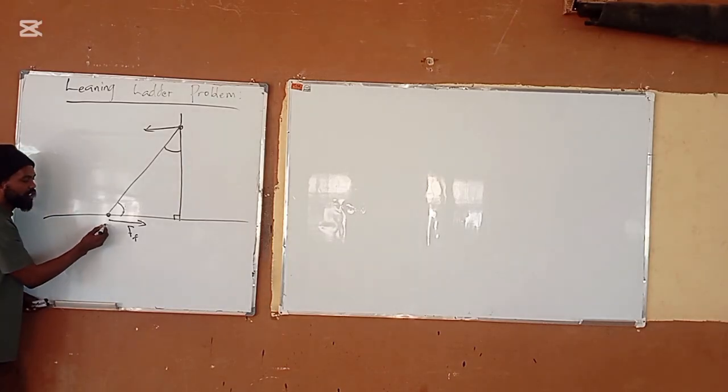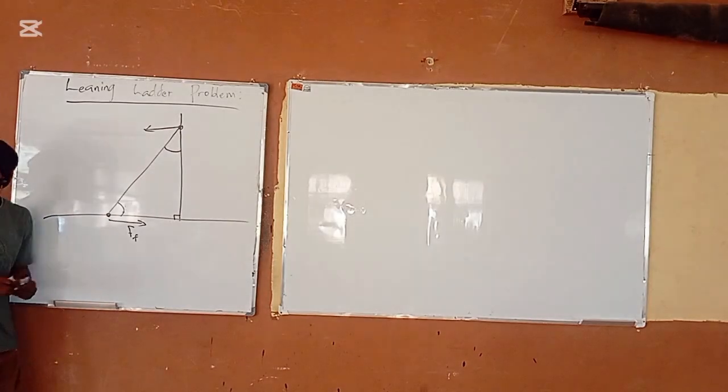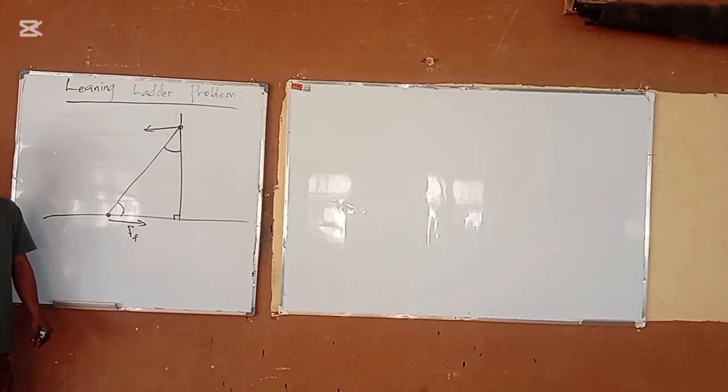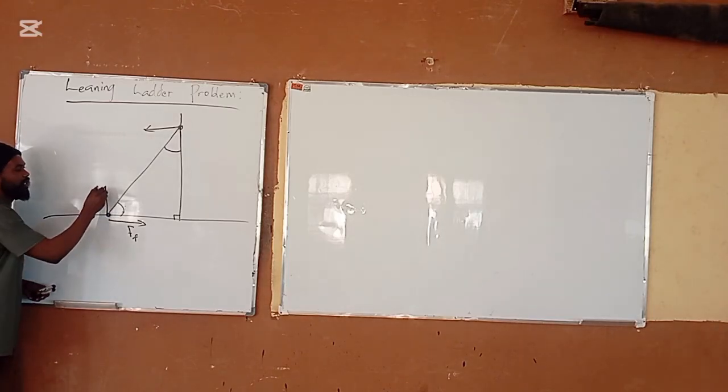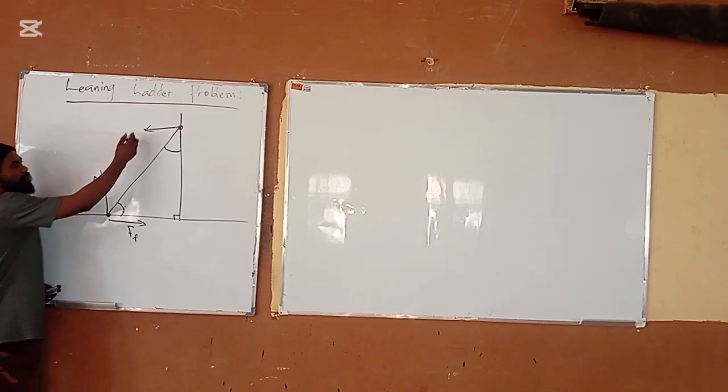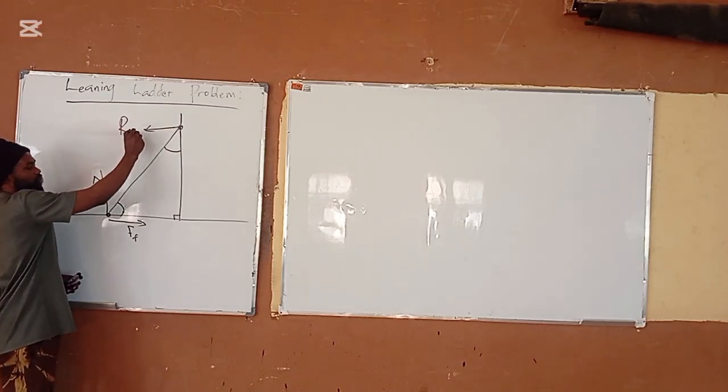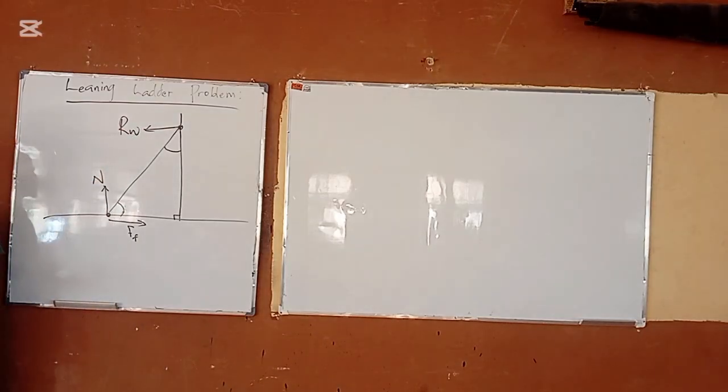Notice that just as I'm standing, there's a force pushing me up. We call it the normal force, N. So let me say this is the wall reaction, or reaction of the wall. This one is the frictional force.